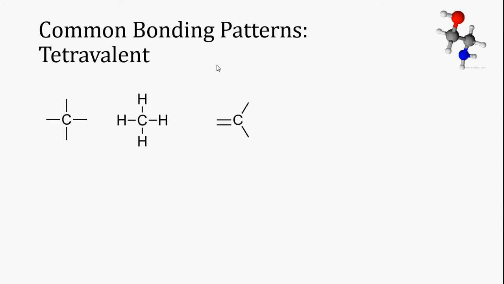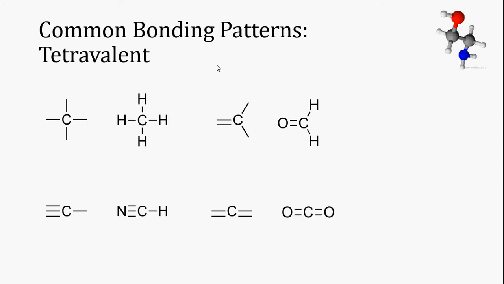Additionally, carbon can form a bonding pattern where it has 2 single bonds and 1 double bond. This pattern is found in molecules like formaldehyde. Carbon can also form a pattern with 1 single bond and 1 triple bond, which is found in molecules like hydrogen cyanide. Lastly, carbon can form 2 double bonds, found in molecules like carbon dioxide. Other tetravalent atoms also can form bonds using these bonding patterns. For example, nitrogen with a positive charge and boron with a negative charge are both tetravalent and can both form bonds using these patterns.